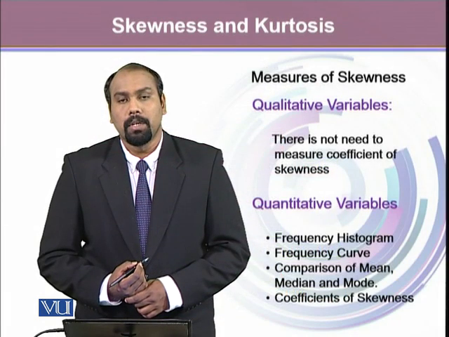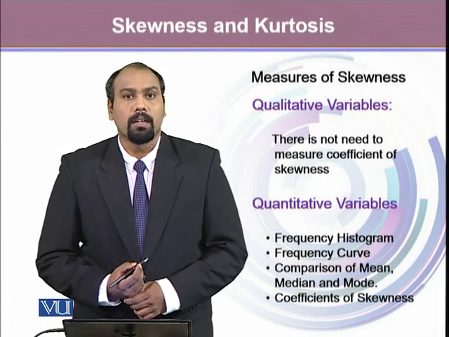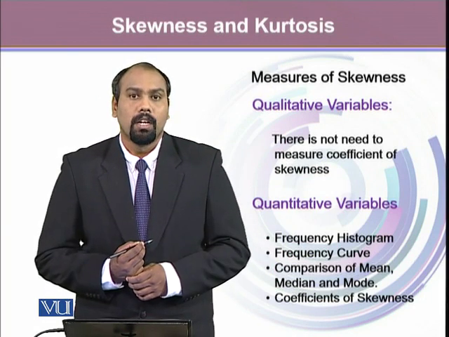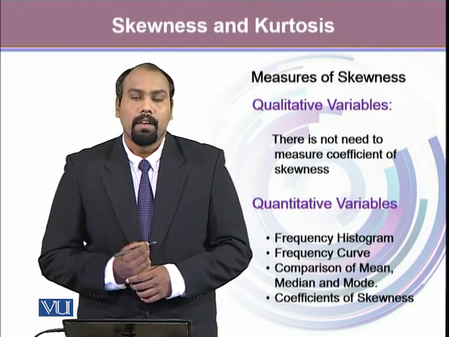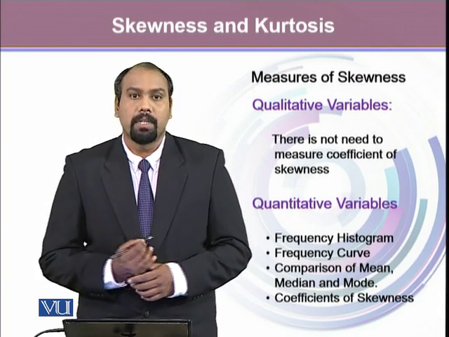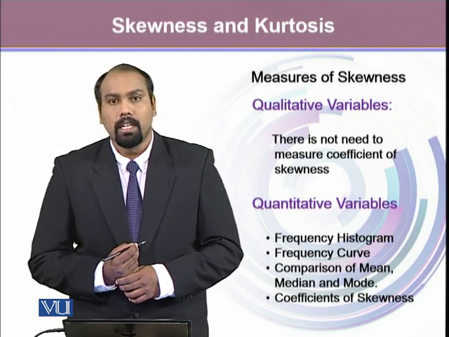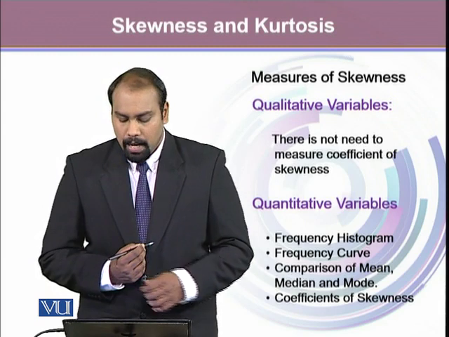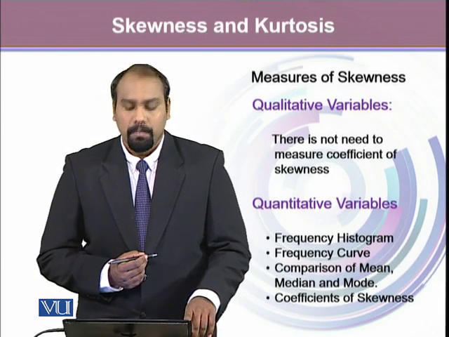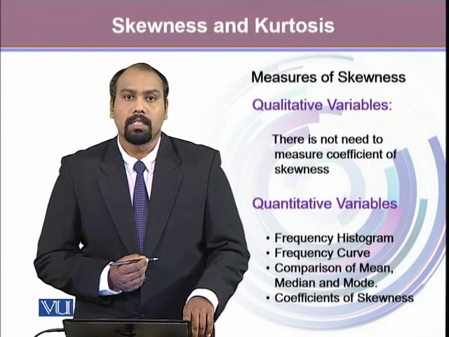For the measures of skewness, we do not calculate any measure of skewness for qualitative variables. But for quantitative variables, we use different measures like the frequency histogram and frequency curve. We also compare mean, median, and mode. And finally, we use the coefficient of skewness.